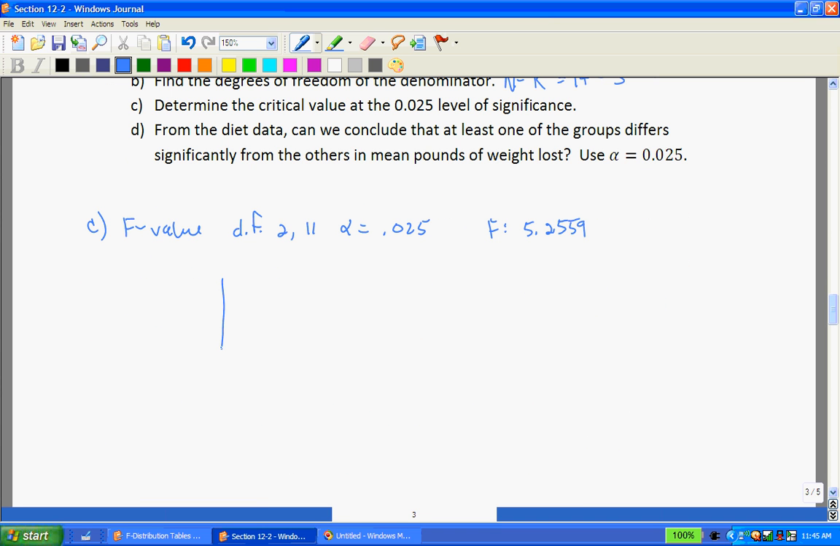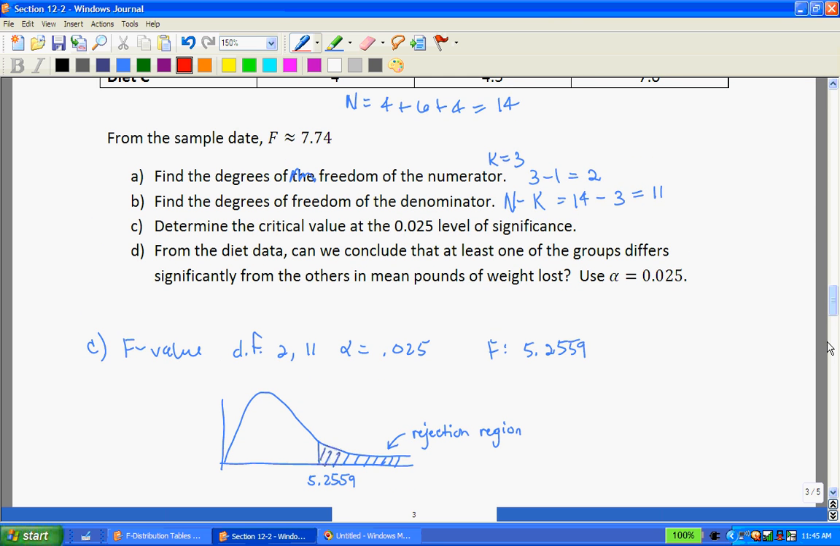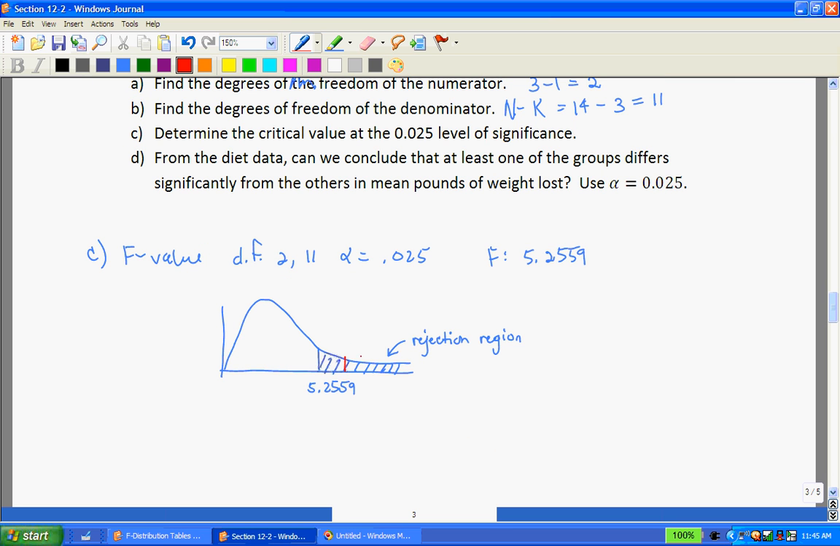And I know some of us are a little more visual, but remember we have the skewed distribution, and my critical value, what I found from the table, is here at 5.2559. So this area in the tail beyond that value, this is my rejection region. So if I have a test value that falls in there just like before, I'm going to reject the null hypothesis. Well, they told us that the F value was 7.74. And that does fall in the rejection region.